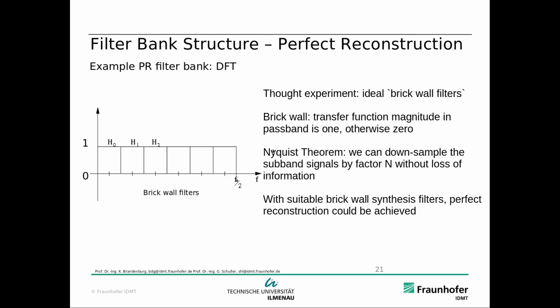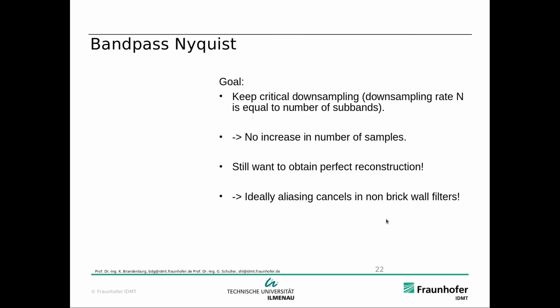So specifically the Nyquist theorem says we can downsample the subband signals by a factor of N without loss of information. And with suitable brick wall synthesis filters, perfect reconstruction could be achieved, right? So we know theoretically it works with those ideal filters. So now the goal is to keep critical downsampling. Downsampling rate N is equal to the number of subbands, which means we have no increase in the number of samples, but we still want to obtain perfect reconstruction.